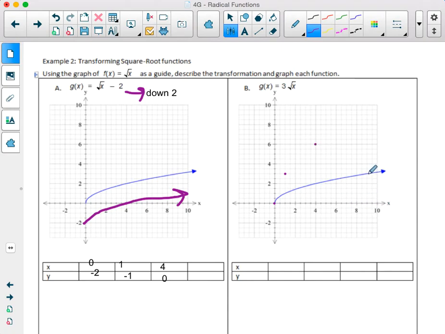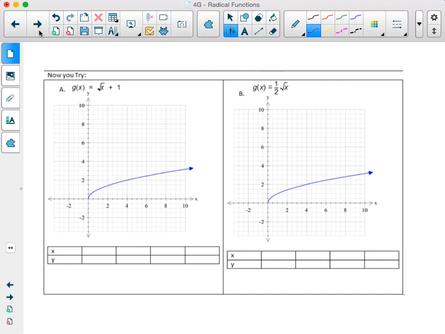At 9, the height was 3. 3 times 3 is 9. So that's going to come all the way up here. And hopefully you can see this vertical stretch. We want to make sure we don't make it look like a line, so that curve is really important. If you want to go ahead and pause the video, copy down these two problems. These would be great practice problems.